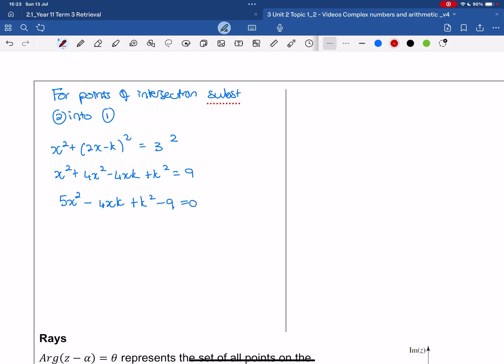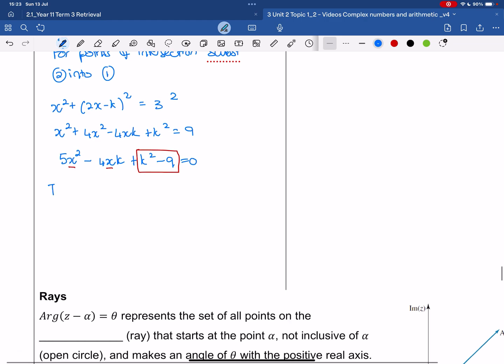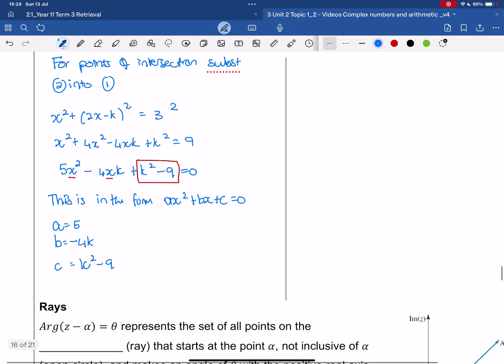Now what I want you to notice is that this is actually a quadratic. I've got an x squared there, I've got an x there, and this whole k squared minus 9 is my constant term. So this is in the form of ax squared plus bx plus c equals 0. And as soon as it's in quadratic form, that gives me the opportunity to use my discriminant. So in this case, my a is 5, my b is going to be negative 4k, and my c is going to be k squared minus 9. Just be careful when you're working with this that you get the right values.